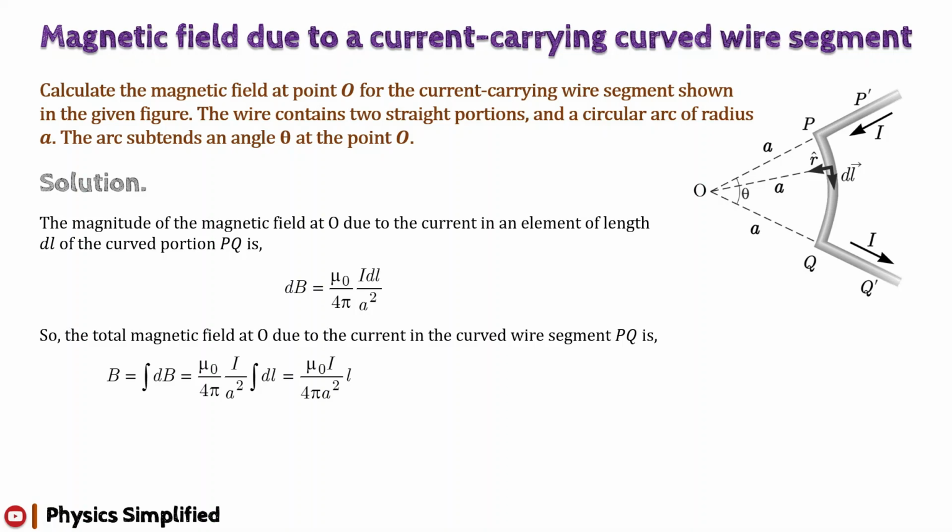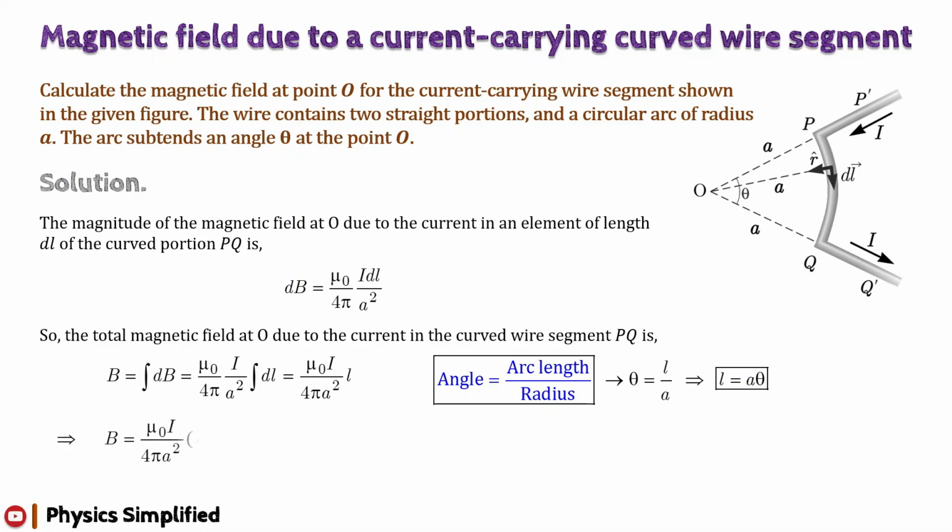By using the relation angle equals arc length by radius, we can express L in terms of A and theta. The relation is given by L is equal to A times theta. Substituting this relation and simplifying the expression of B, we get the total magnetic field at point O, which is given by B is equal to mu0 I divided by 4 pi A times theta. This is the answer to the problem. This magnetic field at point O is directed into the page, and this is symbolized by encircled cross.